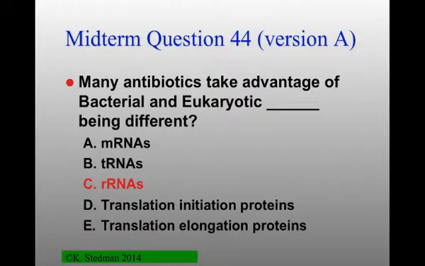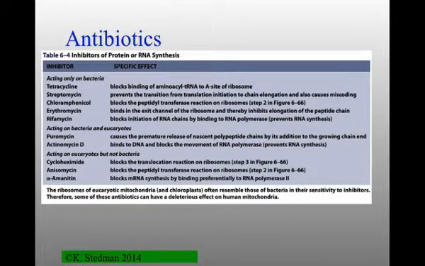The next question that I wanted to talk about had to do with antibiotics. This is that many antibiotics take advantage of bacterial and eukaryotic blank being different. Those being messenger RNAs, tRNAs, ribosomal RNAs, translation initiation proteins, and translation elongation proteins. The real key here is that the ribosome is really ribosomal RNAs. And so what I was looking for here is based on the slide I talked about for antibiotics.